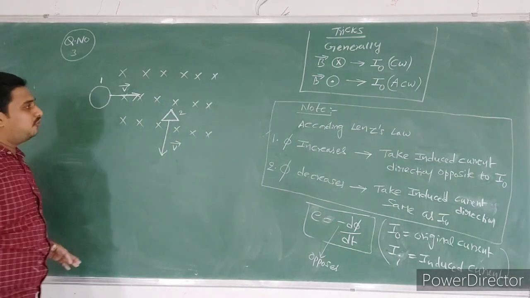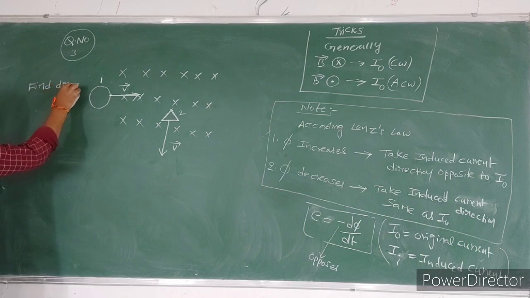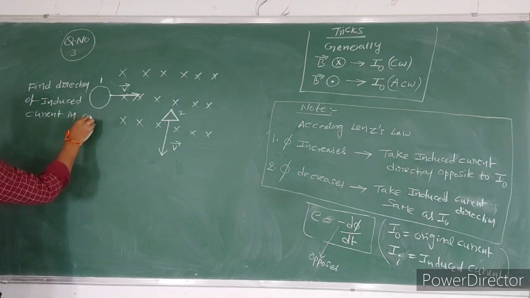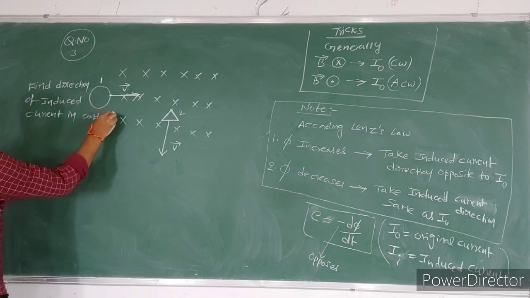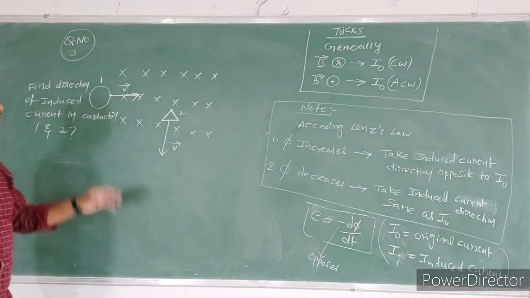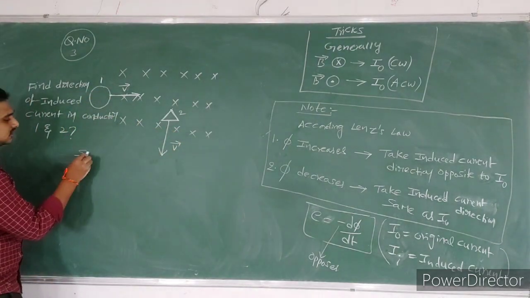Okay. So now find the direction of induced current in conductor 1 and 2. How to find the induced current direction in conductor 1 and conductor 2? So what is the solution for this question?